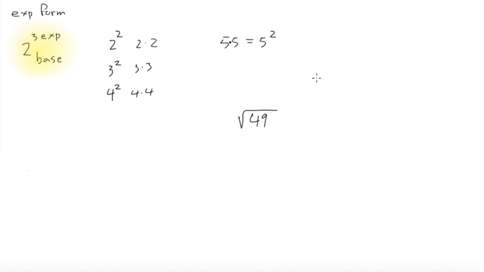And if you didn't know what that was, you'd have to do trial and error. 2 times 2 is 4, 3 times 3 is 9, and 4 times 4 is 16. It's still not 49. Then 5 times 5 equals 25, and 6 times 6 equals 36. Still not big enough, so let's try 7. And lo and behold, 7 times 7 is 49. So the square root of 49 is 7.